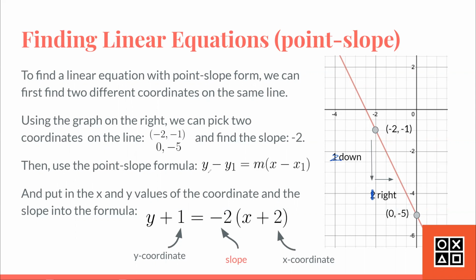Then use the point-slope formula, which is y minus y1 equals m times x minus x1, and put in the x and y values of the coordinate and slope into the formula. So basically you would pick one of these coordinates and plug them into the point-slope form. In this case, we picked -2, -1 and put it into the point-slope form equation. So this is the y coordinate, this is the slope that we found, and then this is the x coordinate that we found.